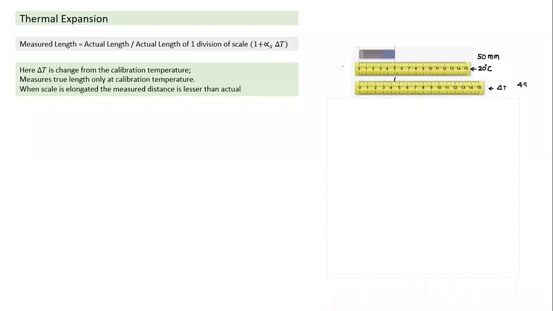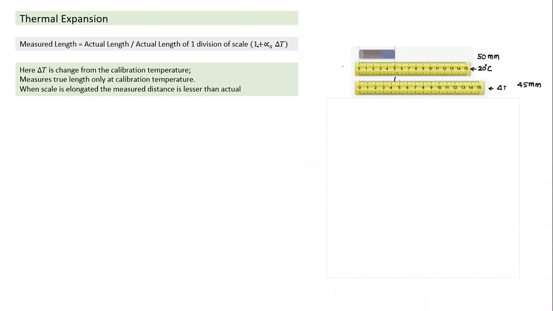Why has it become 45 mm? This 45 mm is the measured length. This measured length is equal to the real length of the object divided by the length of each division. Now each division has become longer. When the division becomes longer, the measured distance becomes smaller. That's the reason. And if I have to apply it here, what was 1 mm earlier?